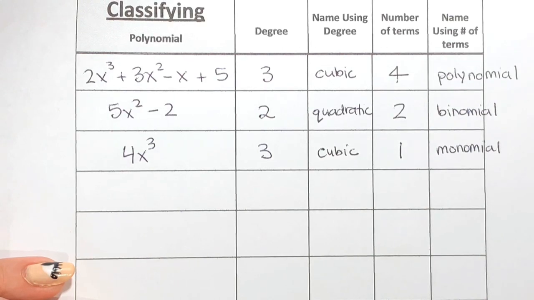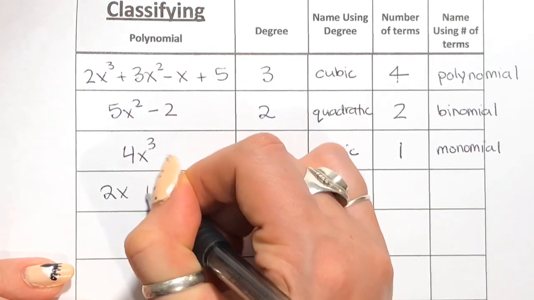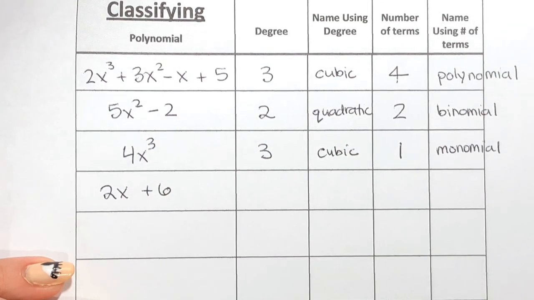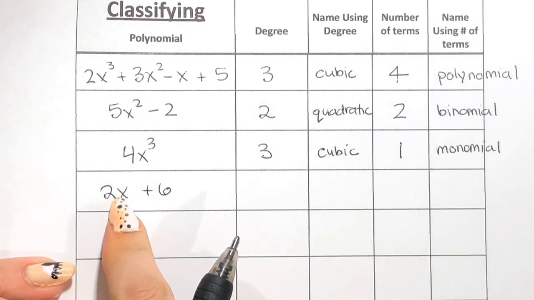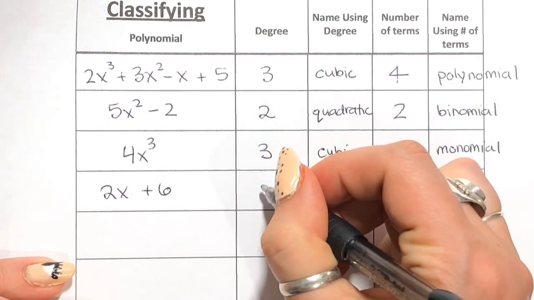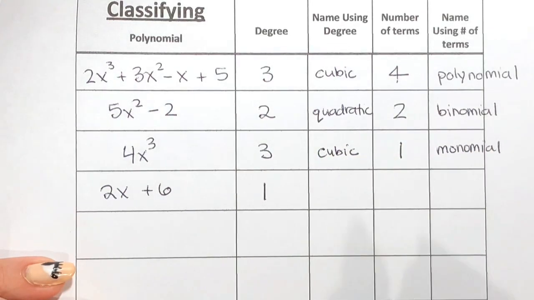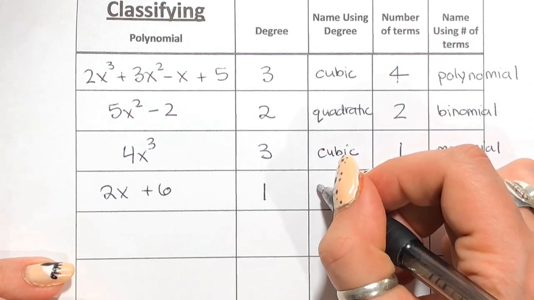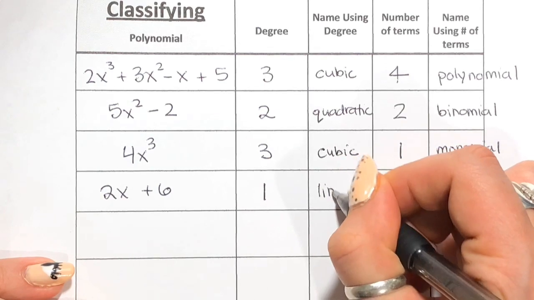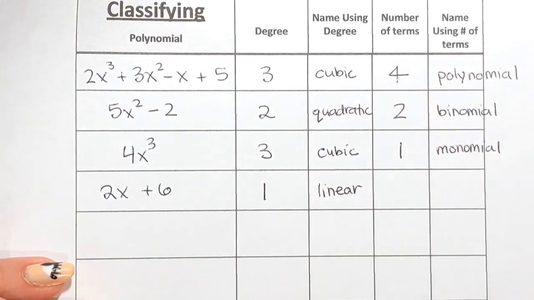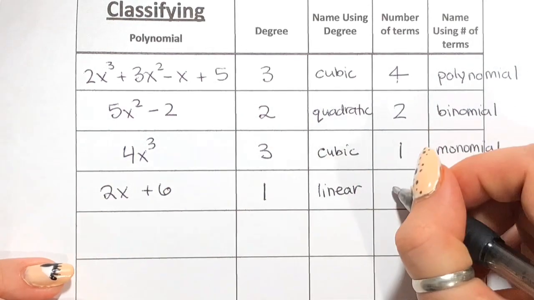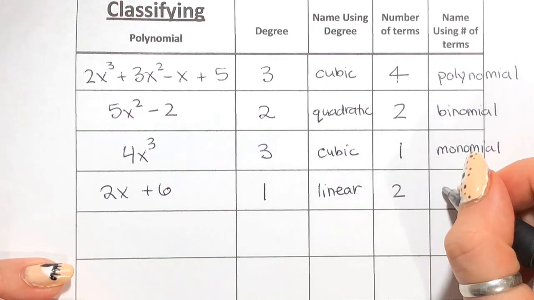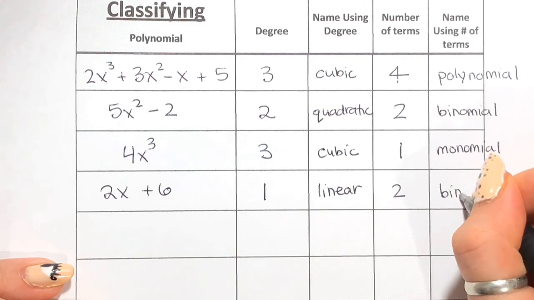And then let's do 2x plus 6. So the degree on this one, it's not written, but if it's not written, that means the degree is a power of 1. And if it's only a power of 1, we call that a linear polynomial. And then on this one, we had 1, 2 terms. So this would be a binomial again.